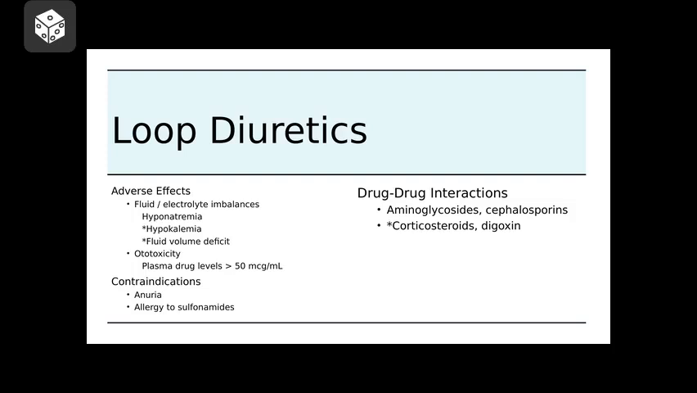Loop diuretics are going to be contraindicated in anuria. Remember, early on in the lecture, we talked about anuria means you don't make urine. So if I give you a medication that's supposed to make you pee a lot and you don't pee, it's not going to do anything. So contraindicated in anuria. Also contraindicated in allergies to sulfonamides. A couple drug-to-drug interactions to worry about. We've got an increased diuretic effect if it's taken with cephalosporins and aminoglycosides. And steroids and digoxin can increase the risk of low potassium, so it can be really dangerous.